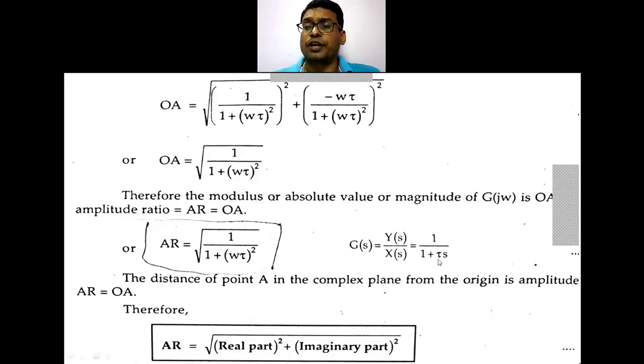So whatever the tau value, say if it is 0.1, it becomes (0.1 omega) square. If it is 3, then it will become (3 omega) square. So it is like that. Tau will be as it is and s will be replaced by omega.